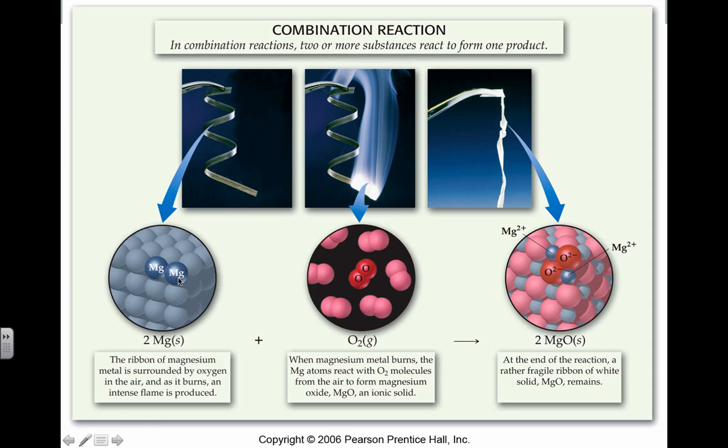If you remember Dalton's theories, he talked about how during chemical reactions, bonds are broken and rearranged and new ones are formed. So what's happening here is the metallic bonds holding the magnesium together are broken, as well as the bonds holding the oxygen in the air together, to form a combination of magnesium and oxygen, which is our ionic product, magnesium oxide.